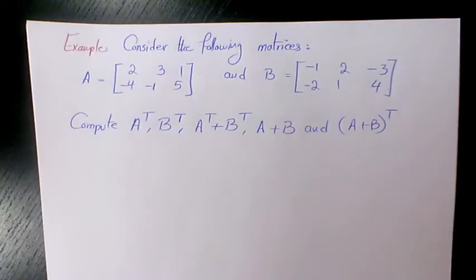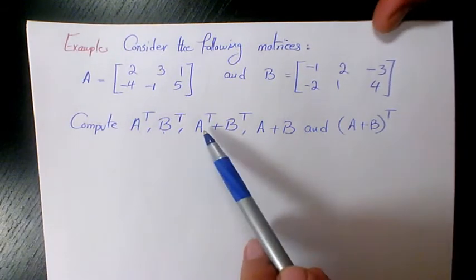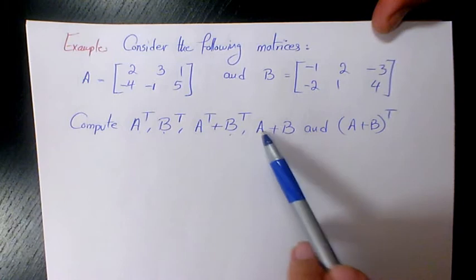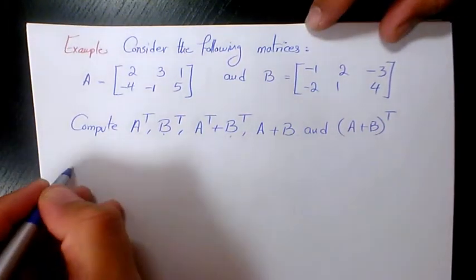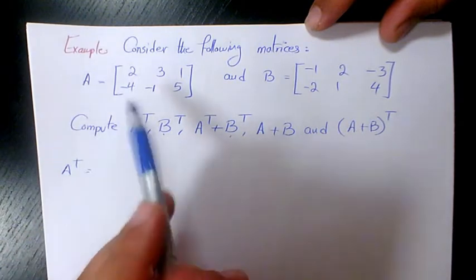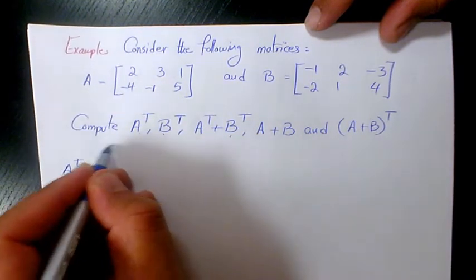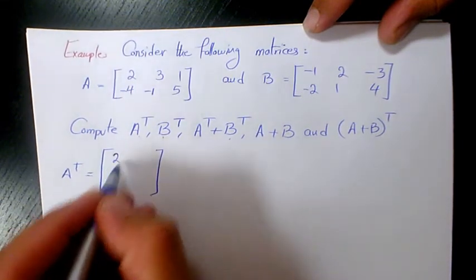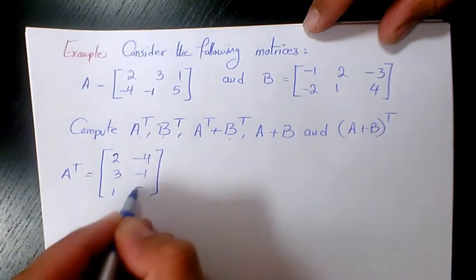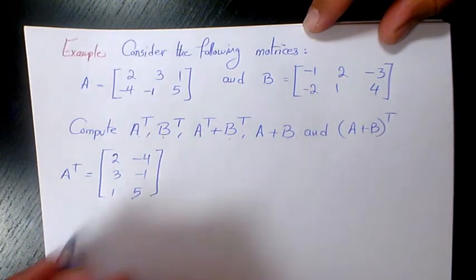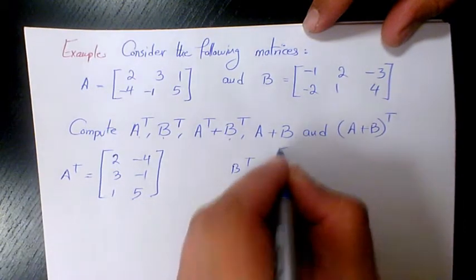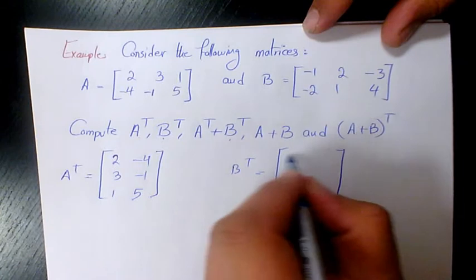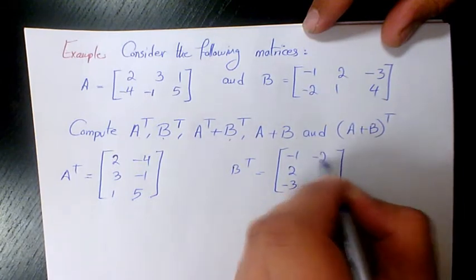Now in this example, it says consider the following matrices A and B. Both of them are 2 by 3 matrices. And it says compute the transpose of A, the transpose of B, A^T plus B^T, A plus B, and A plus B^T. So I'm going to say A^T. A is 2 by 3, so A^T is going to be 3 by 2. So it's going to be 2, 3, 1, negative 4, negative 1, 5. B^T, I'm going to write it here. It's going to be 3 by 2 as well: negative 1, 2, negative 3, negative 2, 1, and 4.